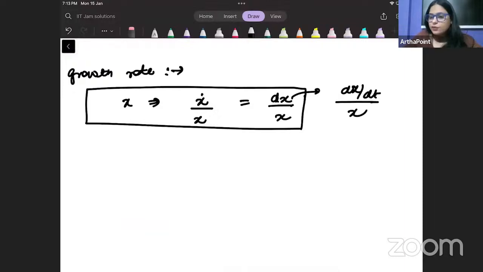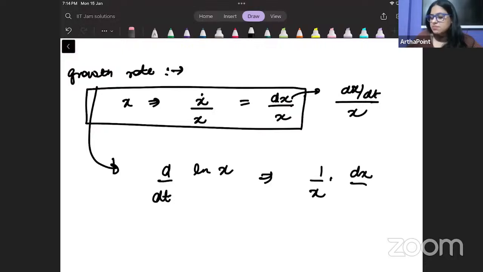And whenever we have to find the growth rate of something, what is the best trick of doing it? You can take log of that and then you can differentiate it with respect to t. So you will get 1 by x dx by dt. So this will become x dot by x.